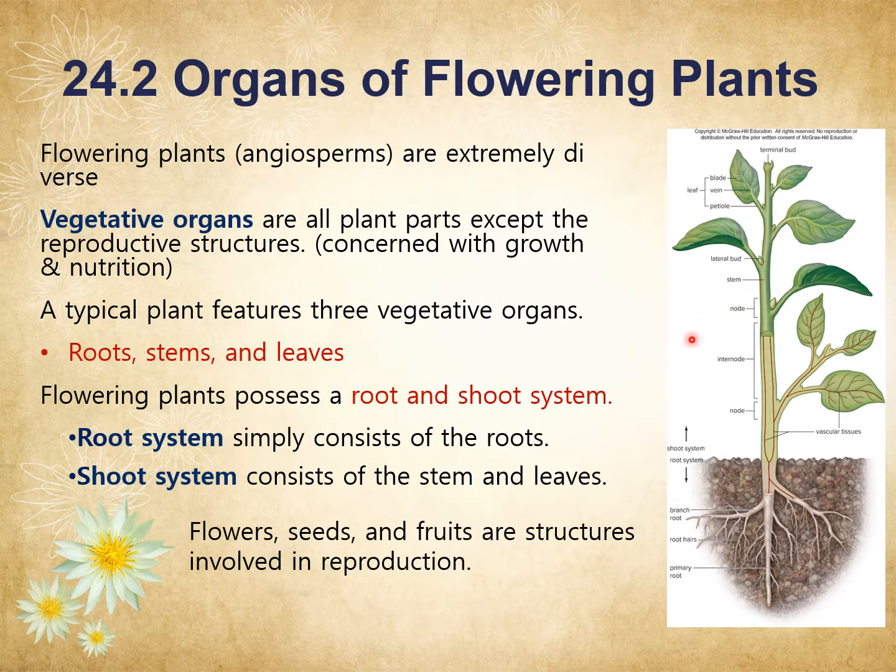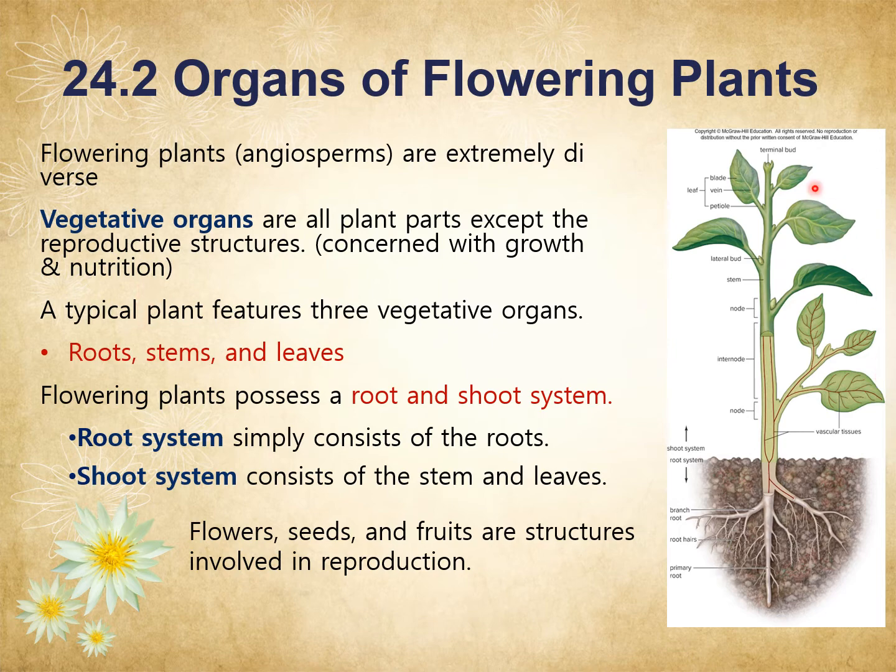Okay, so the first subtopic we'll go into is 24.2, which is the organs of flowering plants. Flowering plants, the other name for them is the angiosperms. They are extremely diverse. Flowering plants have vegetative organs. What are vegetative organs? All plant parts except the reproductive structures. Vegetative organs are mostly concerned with growth and nutrition.